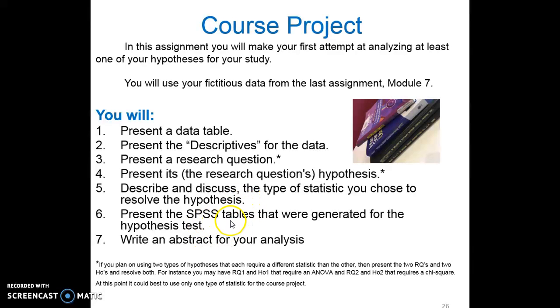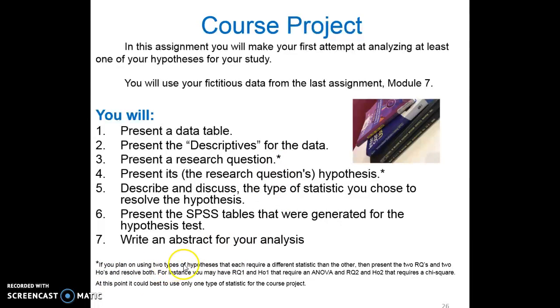You're going to present the SPSS tables of results when they're generated. The reason I say SPSS data tables is because they are presented in a non-APA format, but I'm going to let you get by with that here. But if you go back up to number 2, you're going to present your descriptives in an APA fashion. And so the instructions will tell you that. You're going to write an abstract for your analysis. Now let's see what this asterisk said.